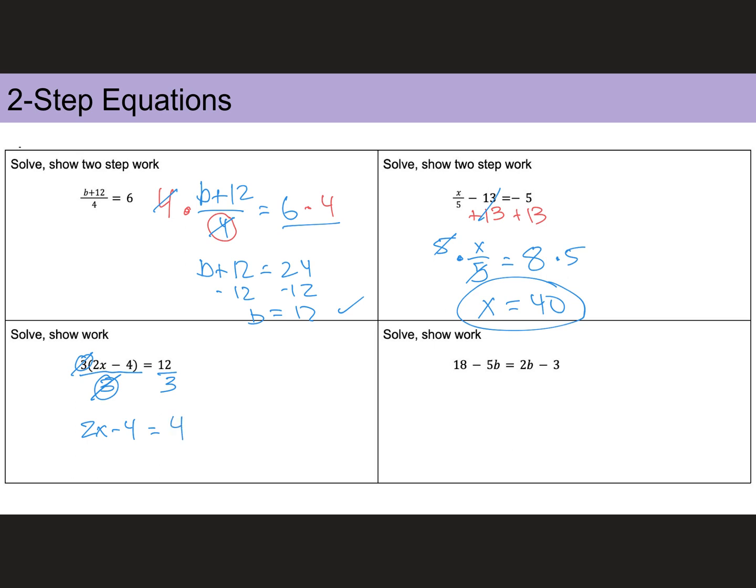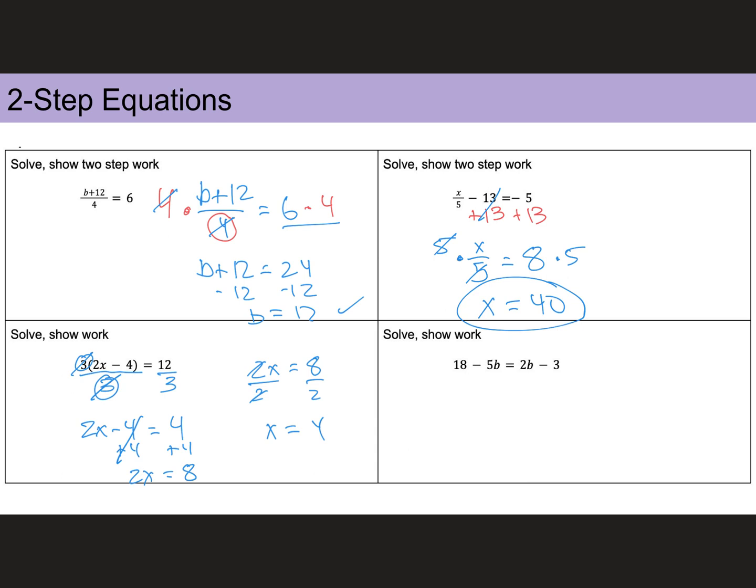Now I have a 2-step equation, plus 4 to both sides. This cancels out. 2 x's are equal to 8. So if I have 2 x's are equal to 8, I divide both sides by 2. These cancel out. X equals 4.